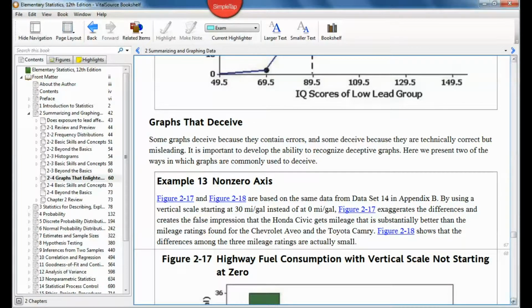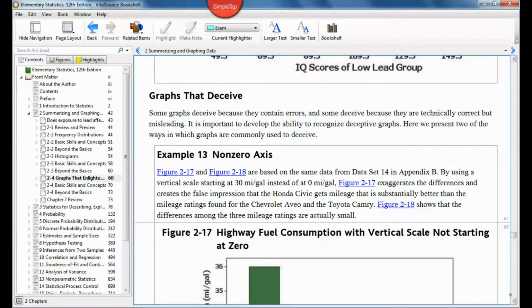Graphs that deceive. So you want to figure out a way to trick somebody with a set of data? No, of course we don't want to do that. But it says some graphs deceive because they contain errors. Some deceive because they are technically correct but misleading. That's the type of marketing tool that some of the big companies will use. Maybe they want you to think they don't do it on purpose, but sometimes they'll use those to sucker you in. It says it's important to develop the ability to recognize deceptive graphs. Here we present 2 of the ways in which graphs are commonly used to deceive.